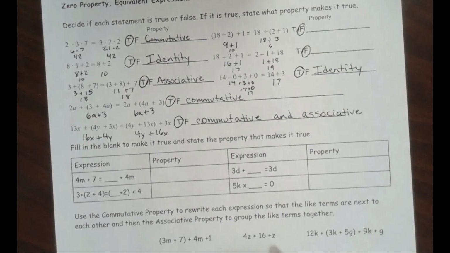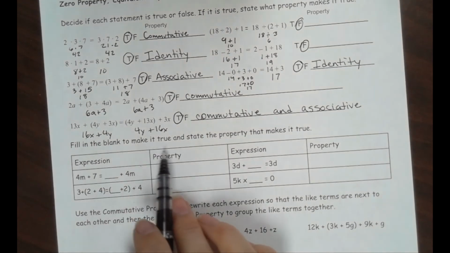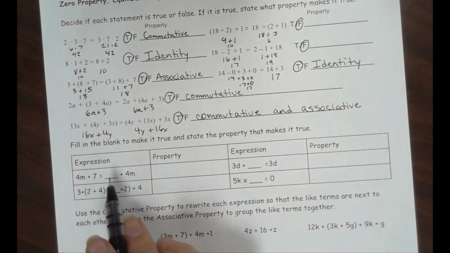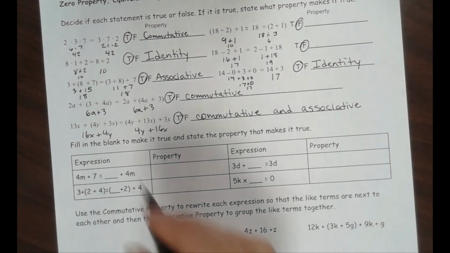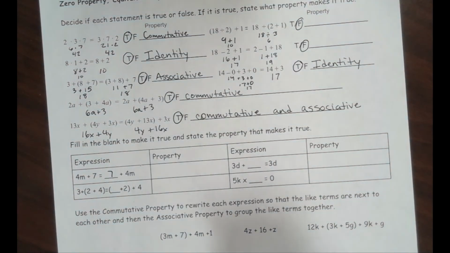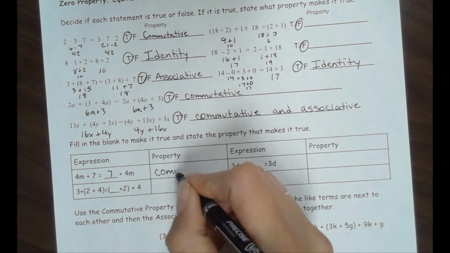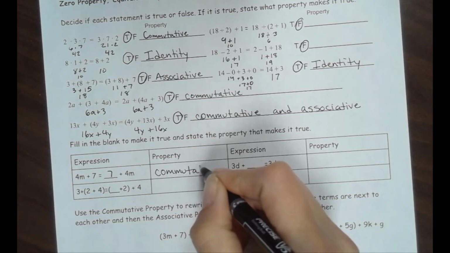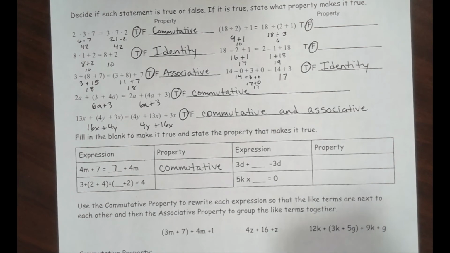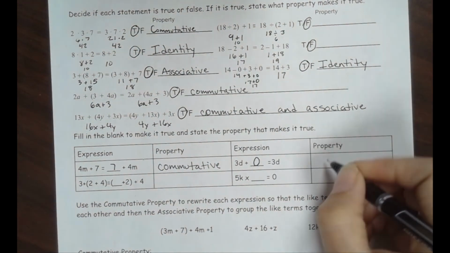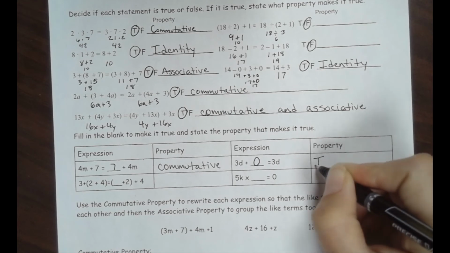Alright, so here fill in the blank to make it true and state the property that makes it true. So 4m plus 7 is equal to what plus 4m? That would be a 7, and what's different here? Our order is different, so this would be the commutative property. Okay, 3D plus something gives me 3D. Well, I can add 0 and get the same thing. So what property would that be? That would be the identity property.